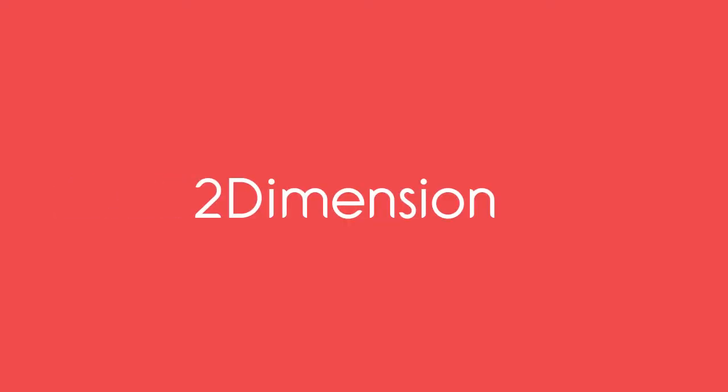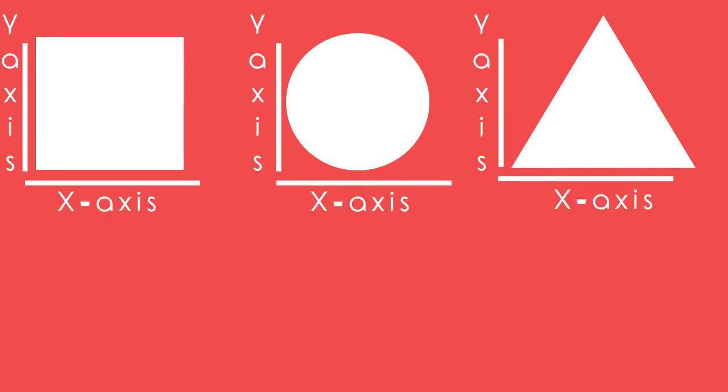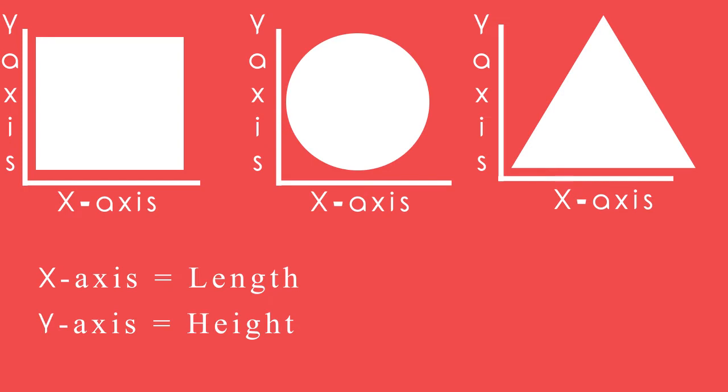I'll begin with 2D. As we all know, the D means dimension. The simplest way I can think of explaining this is 2D basically means if you are going to measure an object, you have two sides only to measure, which are the height and the length. These sides are referred to as axes, which are the x-axis and the y-axis. The x-axis refers to the length of an object or the position of an object in the x-axis, and the y-axis refers to the height of an object or the position of an object in the y-axis.